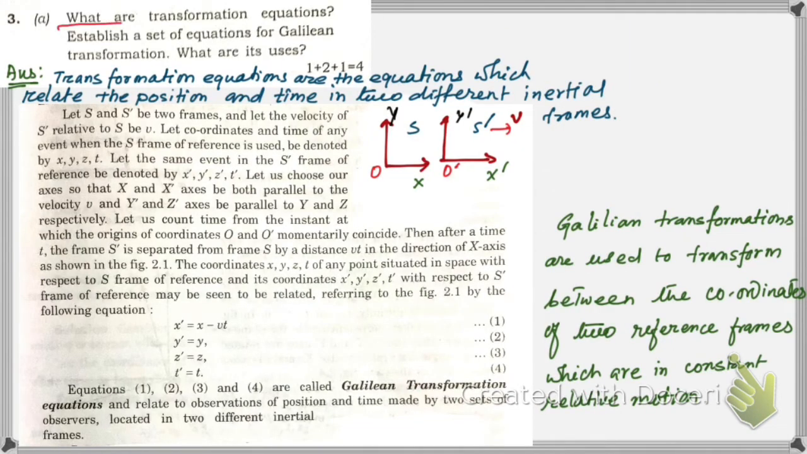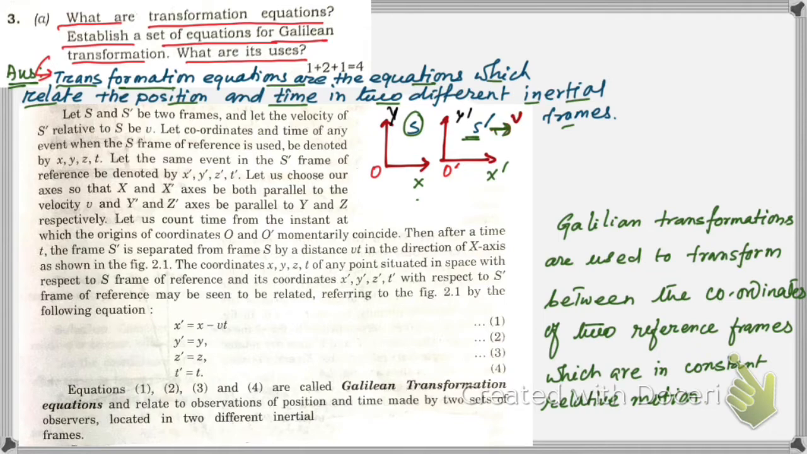What are transformation equations? Establish the set of equations for Galilean transformations. What are its uses? This is the definition: transformation equations are the equations which relate the position and time in two different inertial frames. Suppose we have two inertial frames, one S and another S dash. S dash is moving with constant velocity v with respect to the inertial frame S, along the x direction. Then what happens?